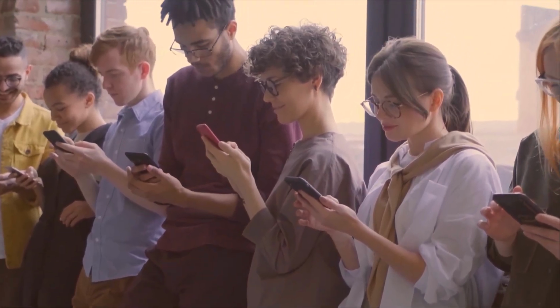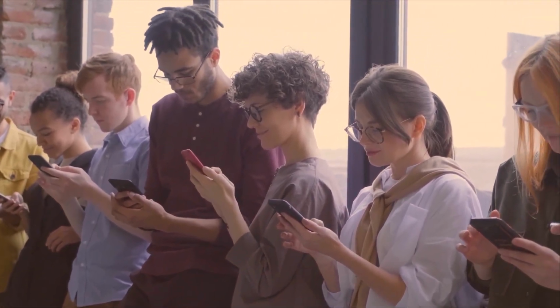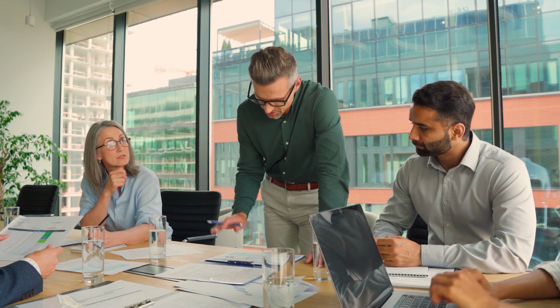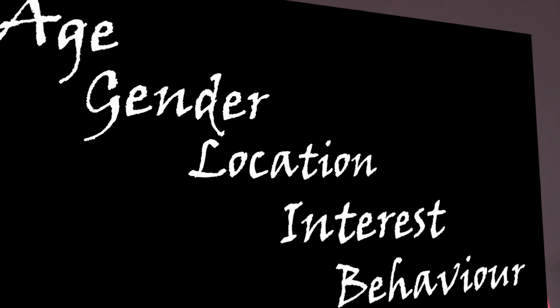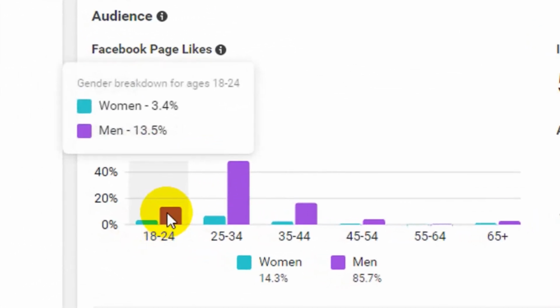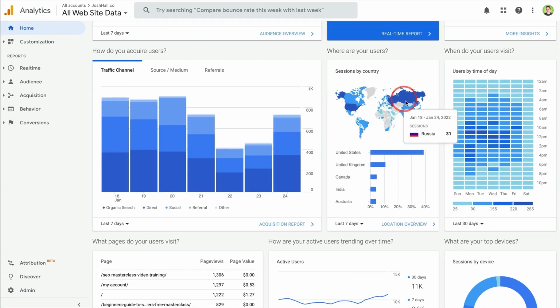For example, if your target audience is primarily young adults, platforms like TikTok and Instagram would be more effective than Facebook or LinkedIn. On the other hand, if your target audience is professionals, then LinkedIn will be the most effective platform for your business. To determine your target audience, consider age, gender, location, interest, and behavior. You can use social media analytics tools like Facebook Insights or Google Analytics to gather this information.